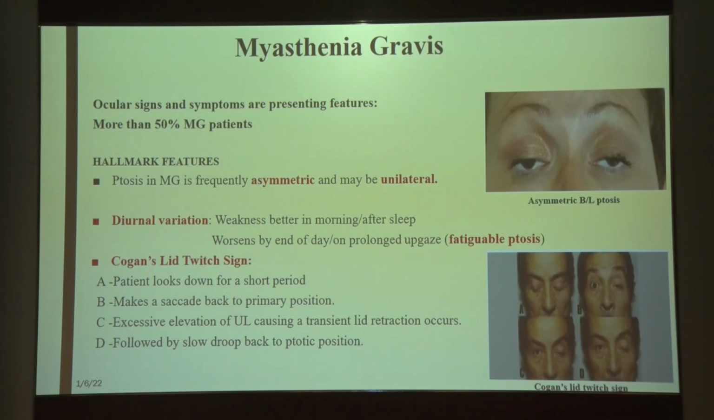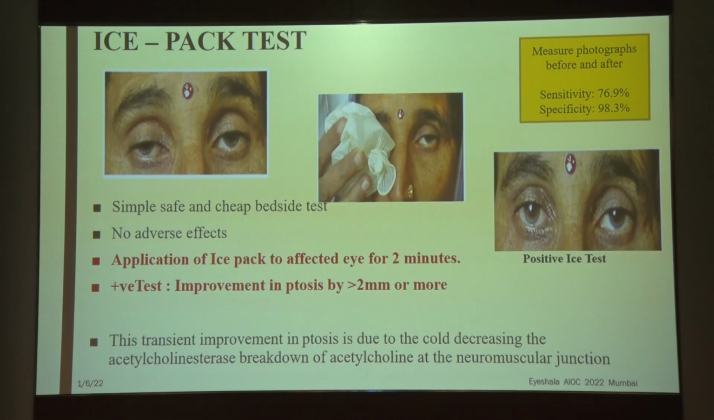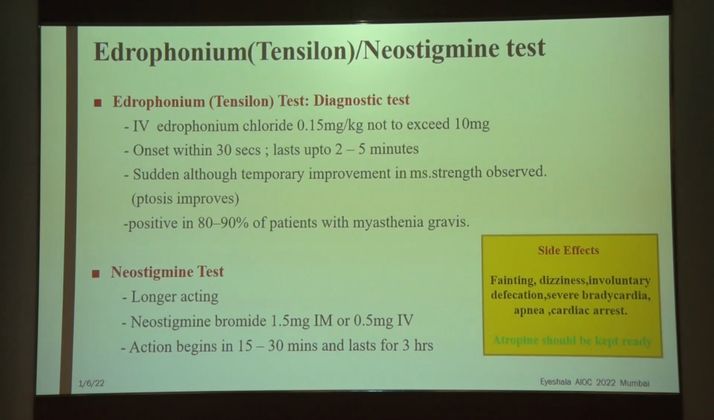In myasthenia, ptosis is generally asymmetric and may be unilateral. Cogan's lid twitch sign is a very important sign. The patient is asked to look down for a short period, and when he looks up, there's a sudden twitching motion. Then diurnal variation, and the ice pack test, very important, you can do it in the OPD itself. You will see that after applying ice for 2 minutes, the ptosis improves. The edrophonium test is more diagnostic than therapeutic. It is an IV drug, while neostigmine is an IM drug.